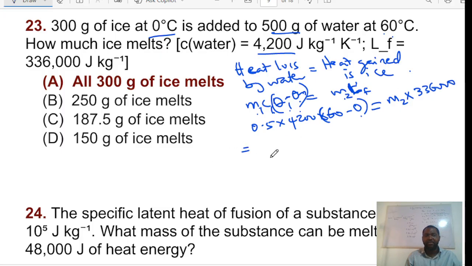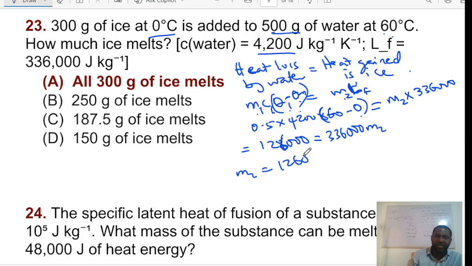So if we multiply, this is going to give us 0.5 times 4200 times 60, which is 126,000, equal to 336000 m2. So m2 is going to be 126,000 divided by 336000. So the answer to that is 0.375 kilogram, which means 375 grams.